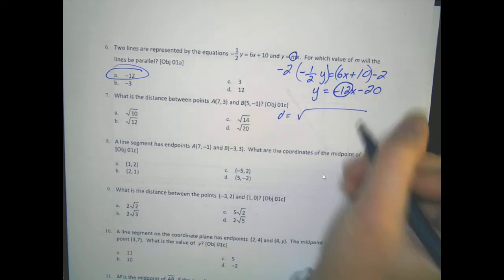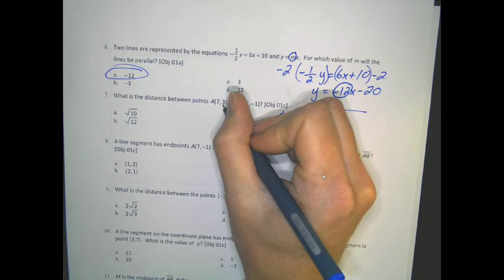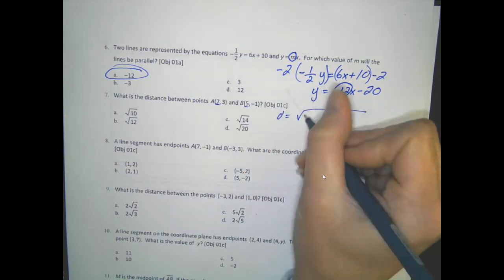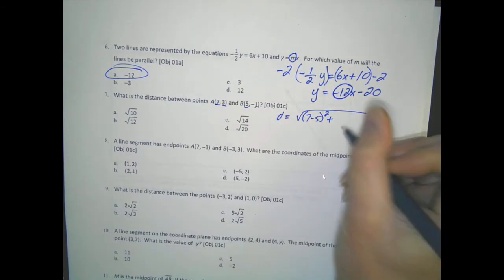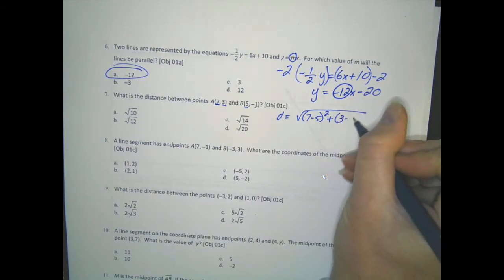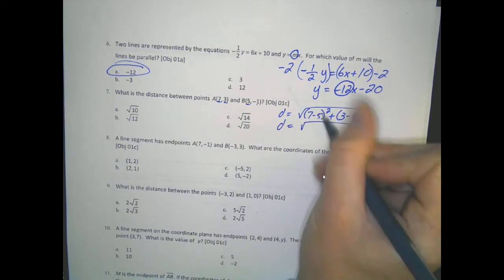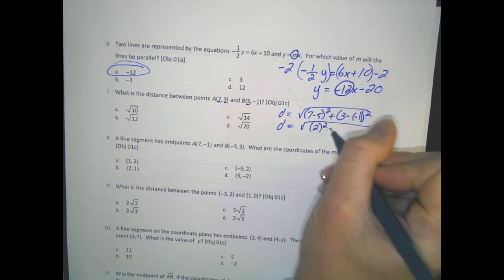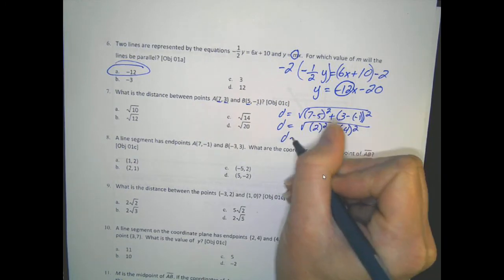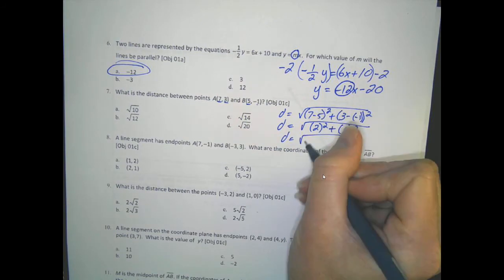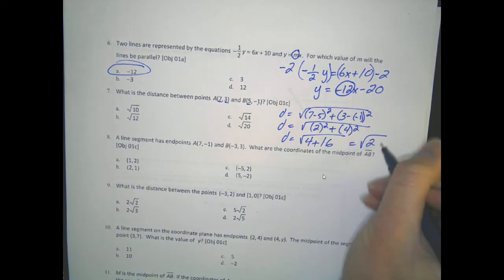Next one, what's the distance between these 2 points? Distance is equal to, and don't write d is equal to in your answers, okay? x minus x squared, so it's going to be 7 minus 5 squared plus 3 minus negative 1 squared. This is going to be 7 minus 5 is 2, 3 minus negative 1 is 4. 2 squared is 4, plus 4 squared is 16. So this is square root of 20.